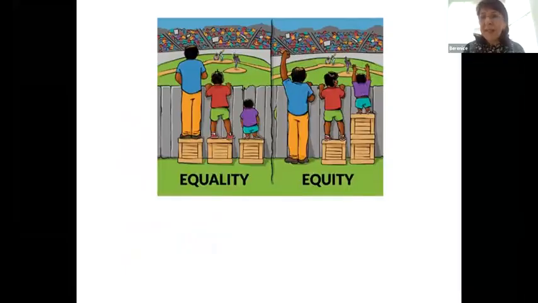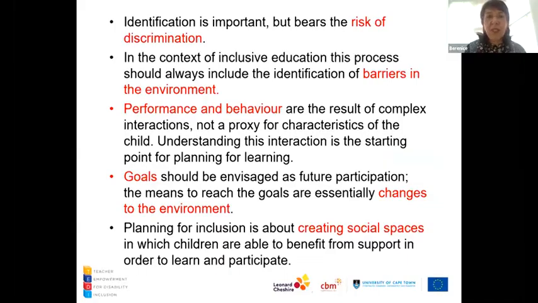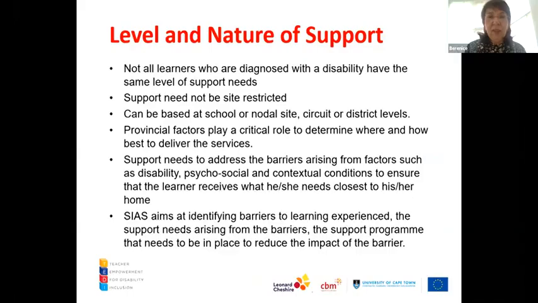I've got some nice diagrams here. Equality, we say we're going to give equal funding, equal education, but that is unfair. Equity, you are leveling the playing fields and everybody can watch that game. But why not just take away the fence? Okay, and that is inclusion. Take away the barriers. Okay, I'm going to skip that.